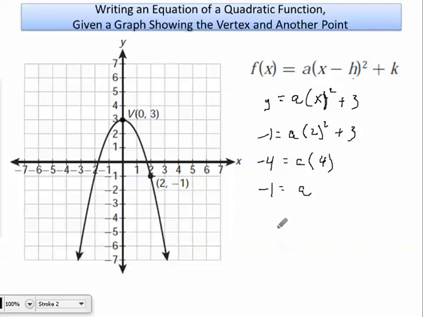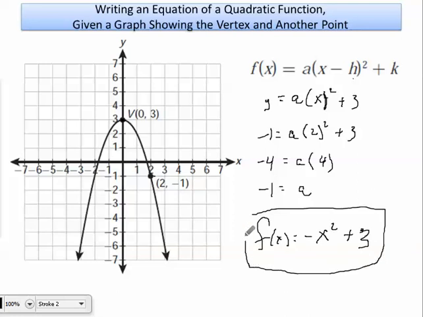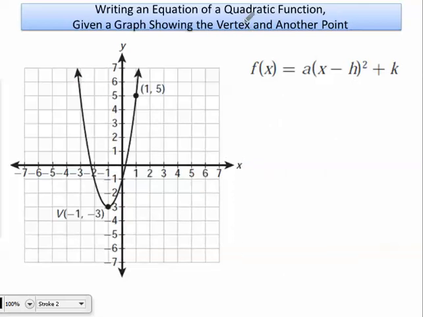And that tells me all the values I needed for the function. My function, f of x, is going to be equal to negative x squared plus 3. Wow, little bitty 3. That would be the equation for that graph right there. Hope you see how I did that. I just stuck in these two values into what I knew as the equation. Okay? Let's look at another one of those.